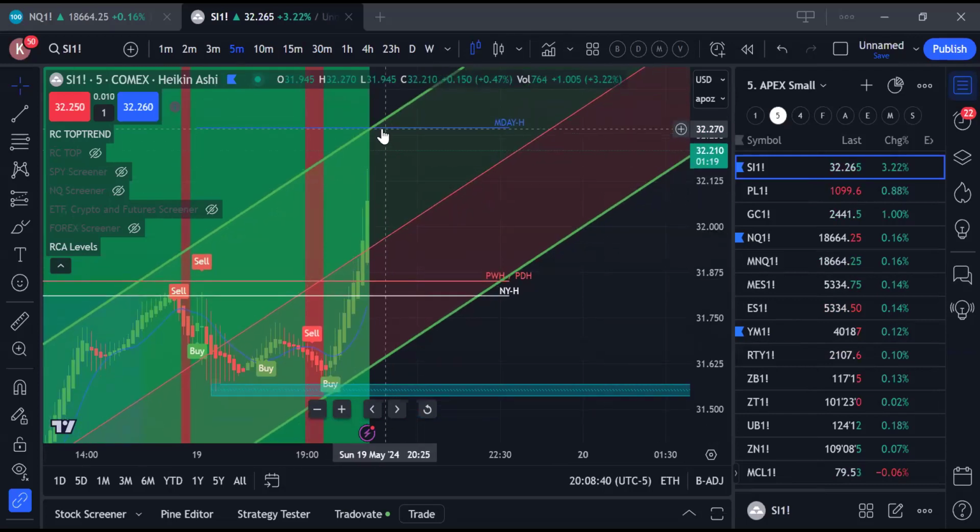Where can silver go? Till this Monday high, last Monday high. This is the level, so it may go all the way and touch that point. That can act as a resistance.